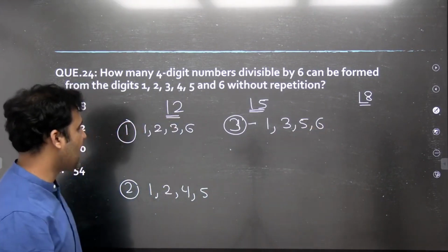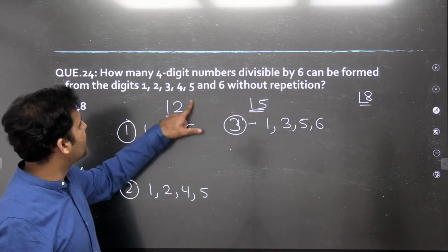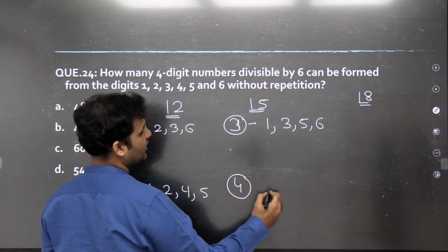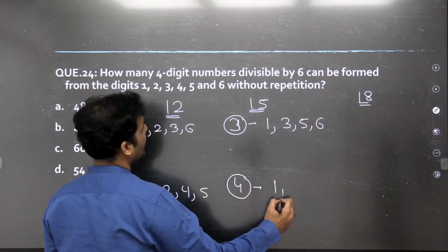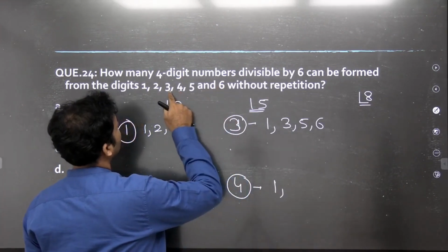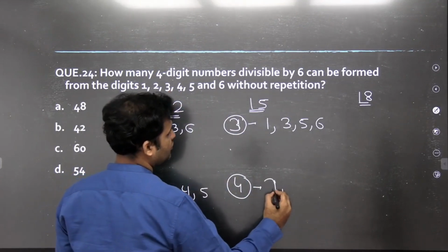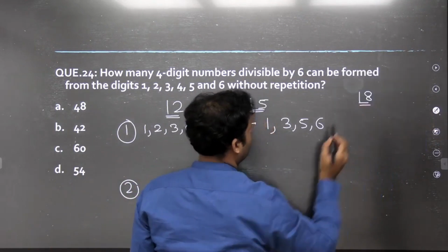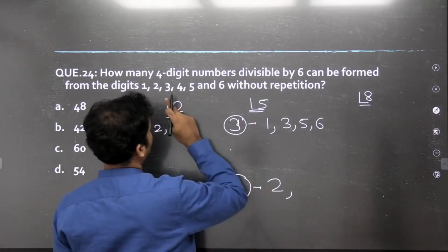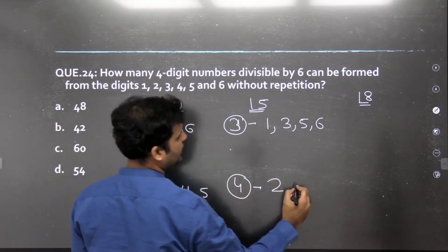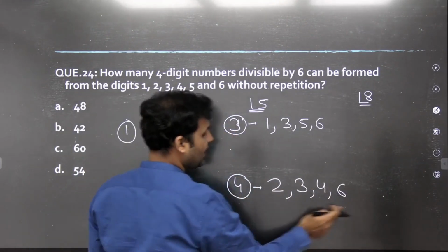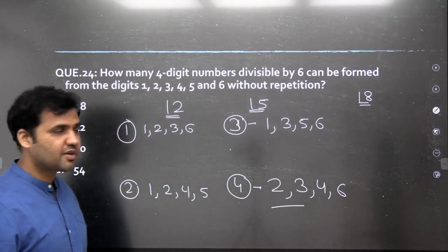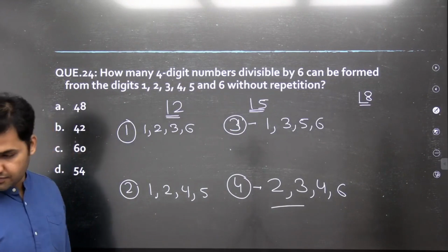Is there any other possibility to have the sum as 15? Okay, what if I use 6 plus 4, 10, 10 plus 3, 13, 13 plus 2, 15? So the fourth case appears with the digits 2, 3, 4, 6. Any number made of 2, 3, 4, 6 will have the sum of digits 15, and it will make sure the number is divisible by 6, okay?